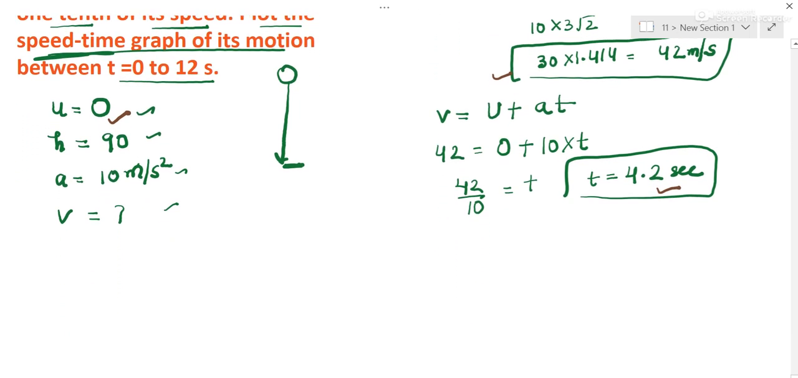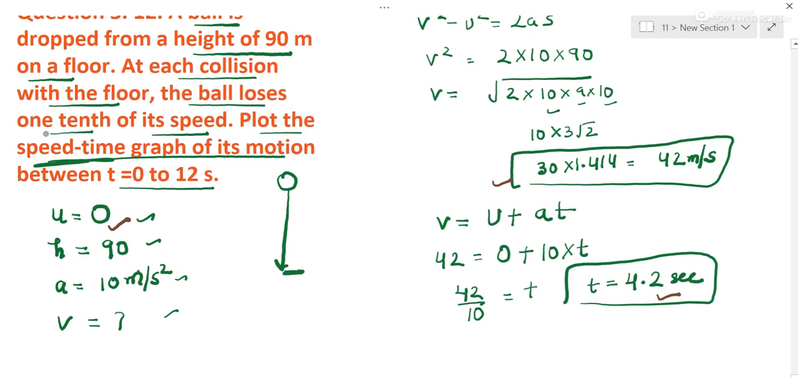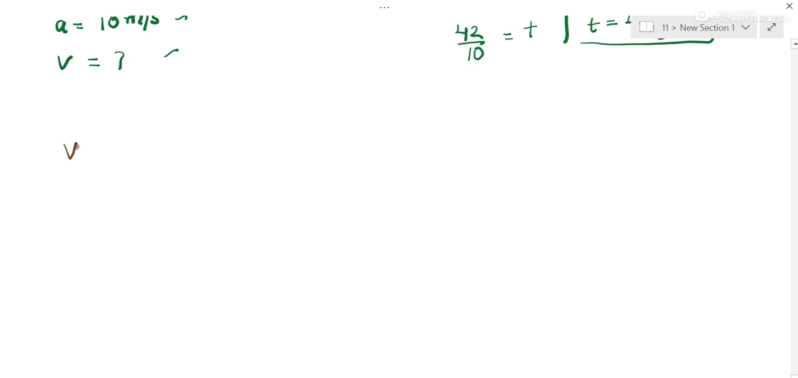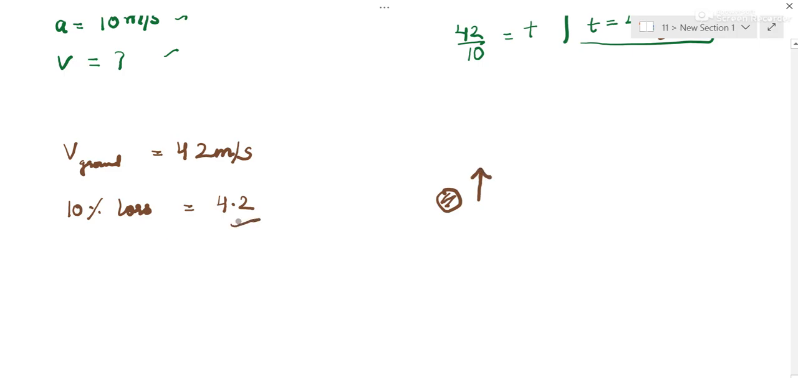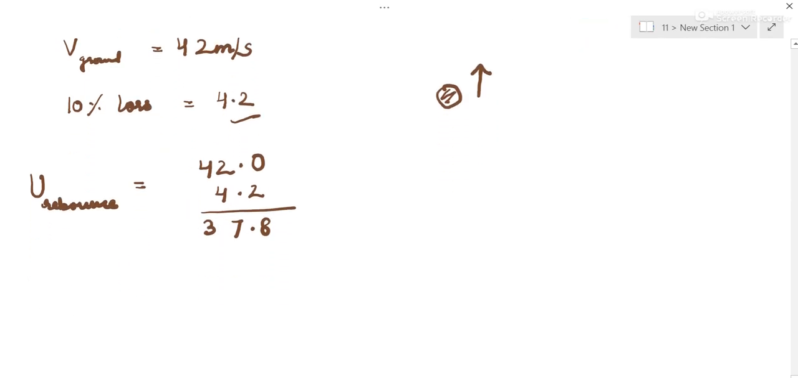Now coming to the rebound, it loses 1/10 of its velocity according to the question. So the velocity when it is about to touch the ground was 42 meter per second. 10% lost means 4.2 lost. So how much is the velocity with which the ball is rebounding? This much is the loss, so you subtract 42 minus 4.2. This is the initial velocity of rebound. It is 37.8.